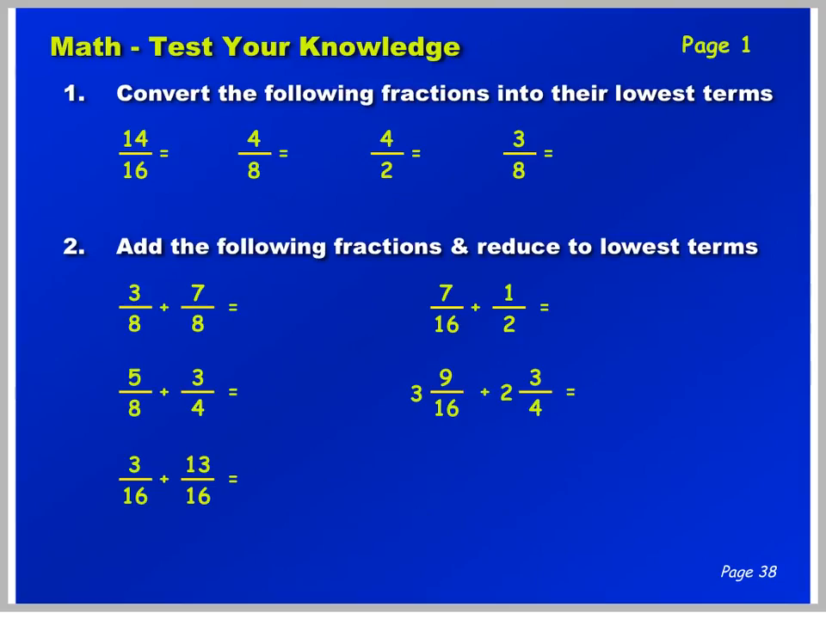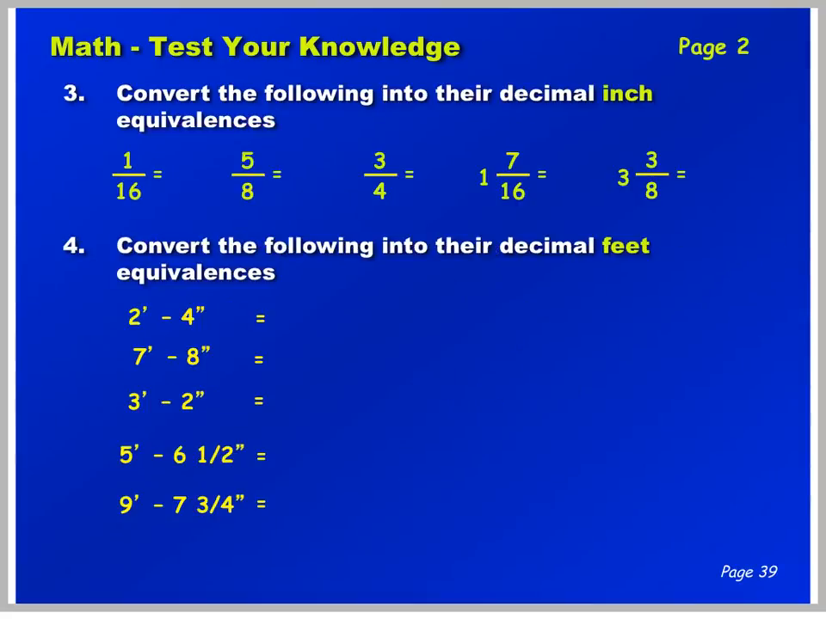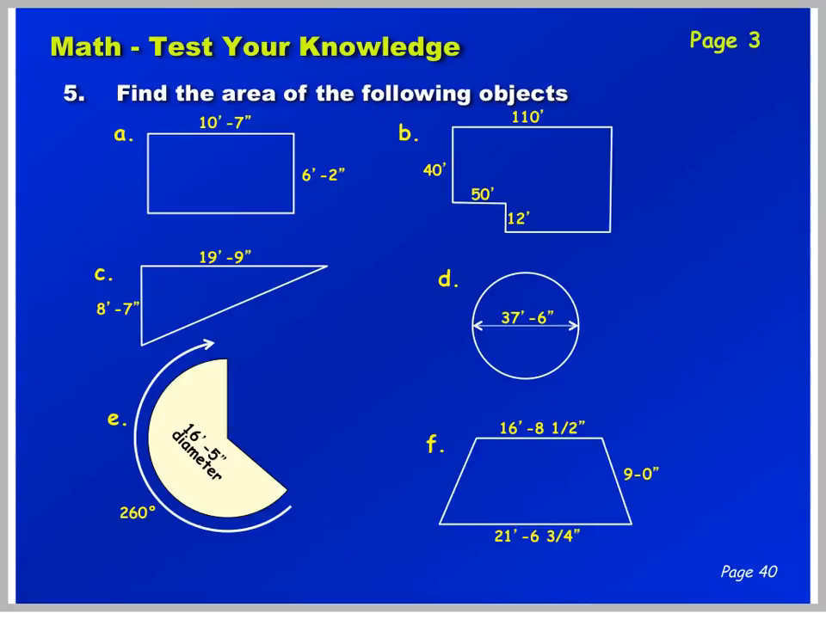At this point, go to your student handbook and find the 5 pages of exercises at the end of Unit 2. Problem number 1, convert the following fractions to their lowest terms. In problem number 2, add the following fractions and reduce to their lowest terms. In problem 3, convert the following fractions into decimal inch equivalences. And in problem 4, convert the following into their decimal feet equivalences. In problem number 5, let's find the area of the following objects. This is usually a lot of fun.